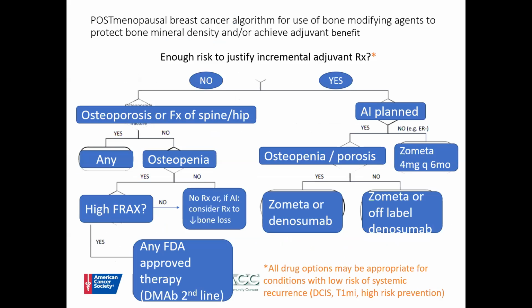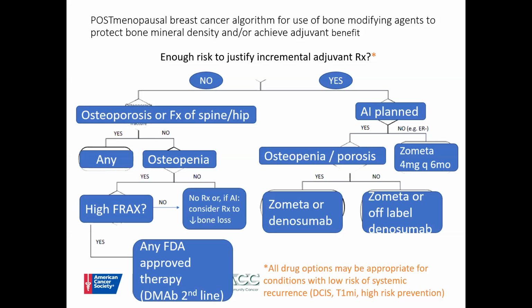Okay. Monica and I and a few other people at Memorial created this little algorithm here that starts with the question, is there enough risk to justify incremental adjuvant therapy? So if there is not, then you go down this side here and you ask, is there osteoporosis or a history of fracture of the spine or hip? Then you could treat them with anything you want because that's clinical osteoporosis. If there's not, then you have to figure out if there's osteopenia, if they're high, and then you calculate the FRAX risk.